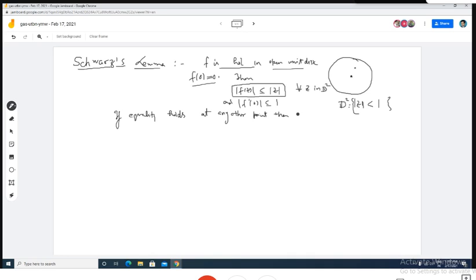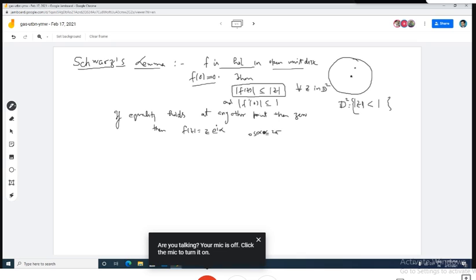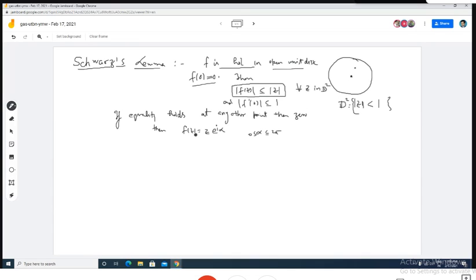than 0, at any point other than 0, if modulus of f(z) is equal to modulus of z, then this f(z) is nothing but z times e to the power i alpha, where alpha belongs to 0 to 2 pi, right? Geometrically you can say that if equality holds at any other point, then this function is nothing but a rotation about origin through angle alpha.